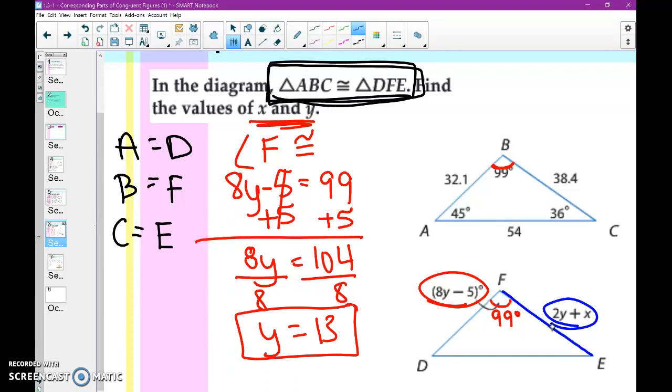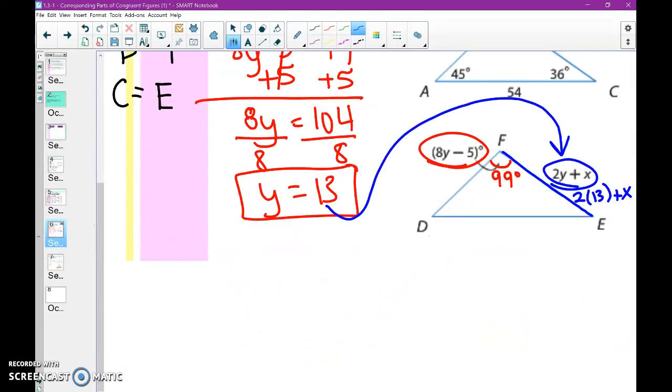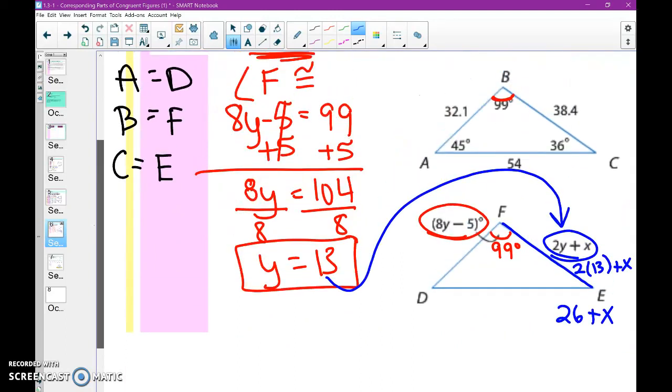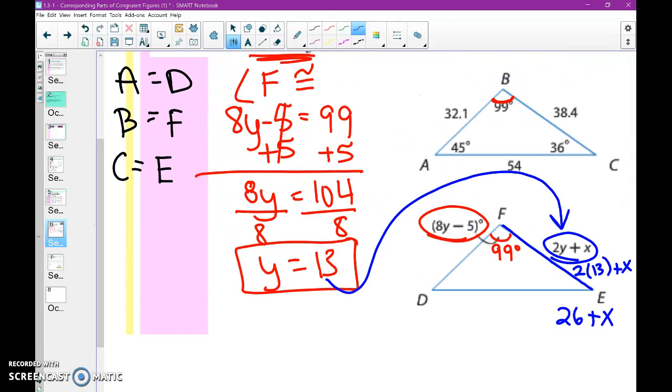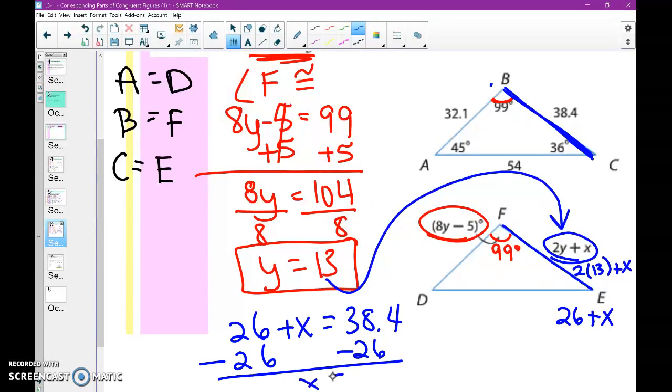In order to solve this side, we need to plug 13 in for y. So instead of 2 times y, it's really 2 times 13 plus x, which is the same as 26 plus x, okay? And if I look at the top part, side FE should match with BC right here. So 26 plus x is equal to 38.4. Do quick algebra there, and I get that x is actually 12.4. So those are my two answers for that one.